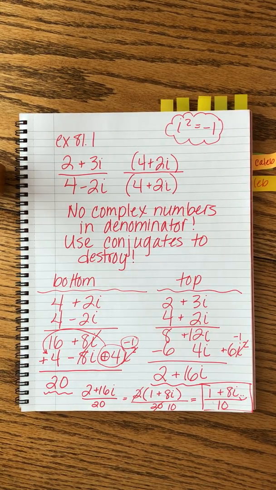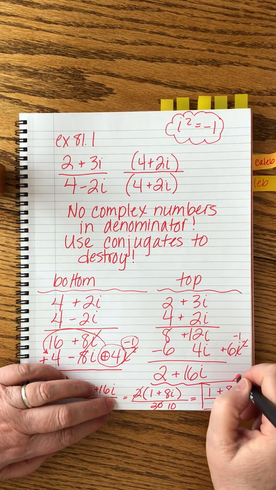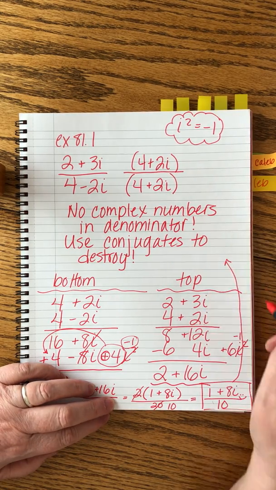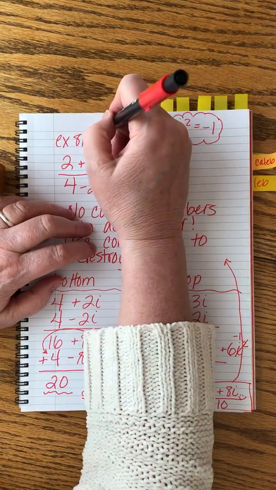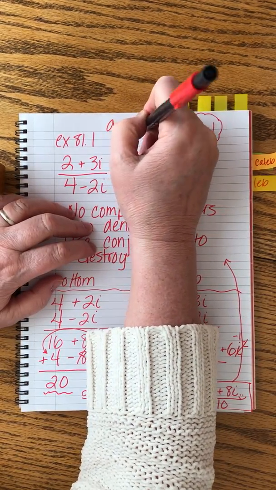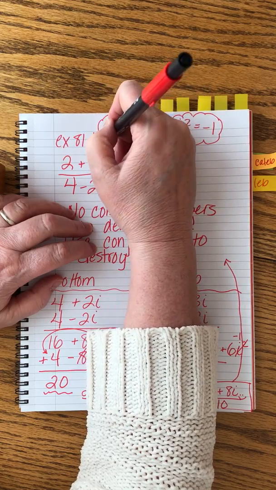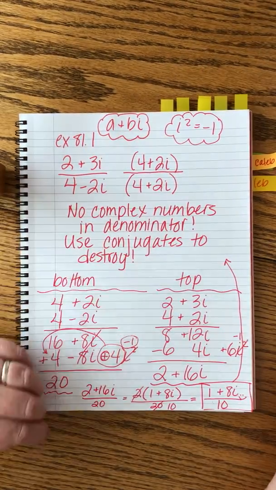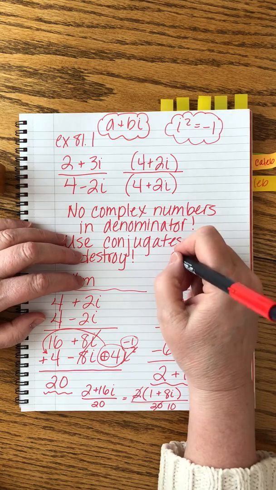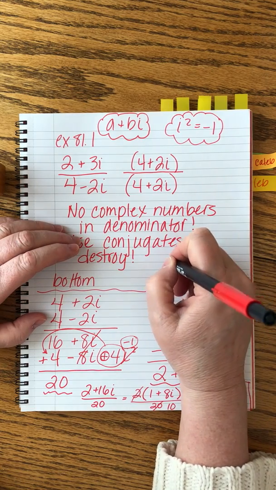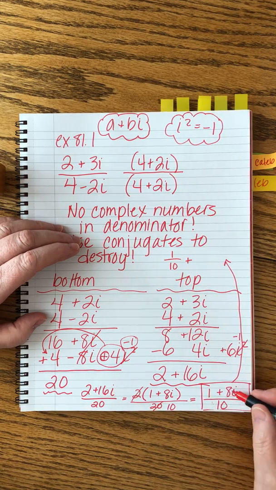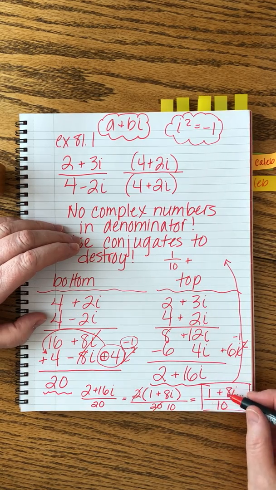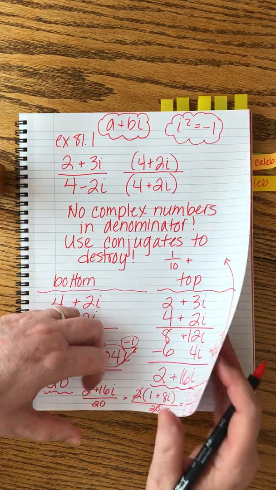Cool, right? But oh, I remember one more thing I want to say about this. We don't want to write it as a simple fraction because that is not proper a plus bi format. They need to be separate. So what we want to do is write it as 1 over 10 plus, and then 8 over 10i, but we can cancel that. Here, let me do it one more time. Over here.